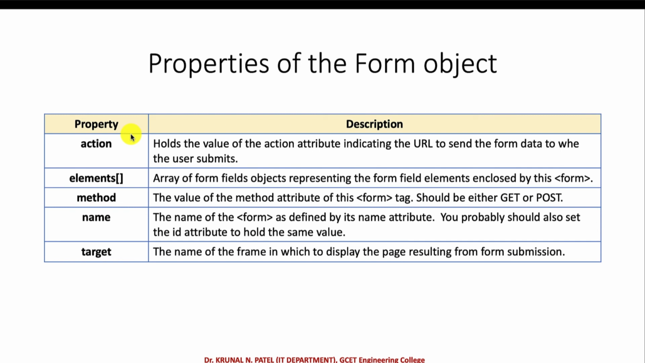Here we have the different properties: action, elements, method, name, and target. So that we have already discussed, right? Whenever we discuss form processing, you can observe that all these fields are very important whenever you want to access any form, right?